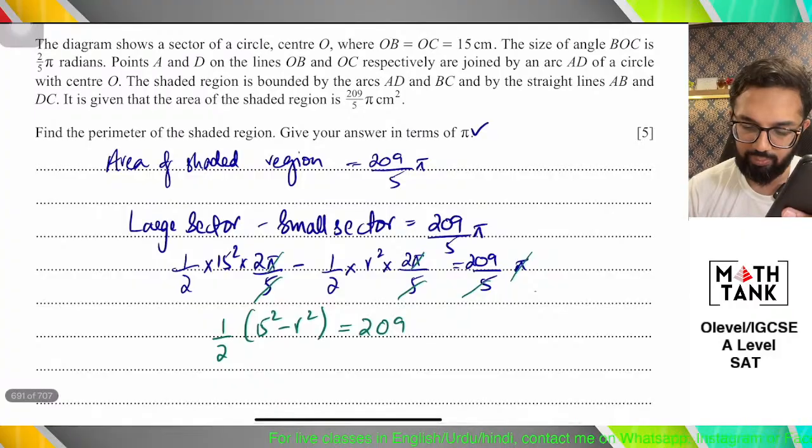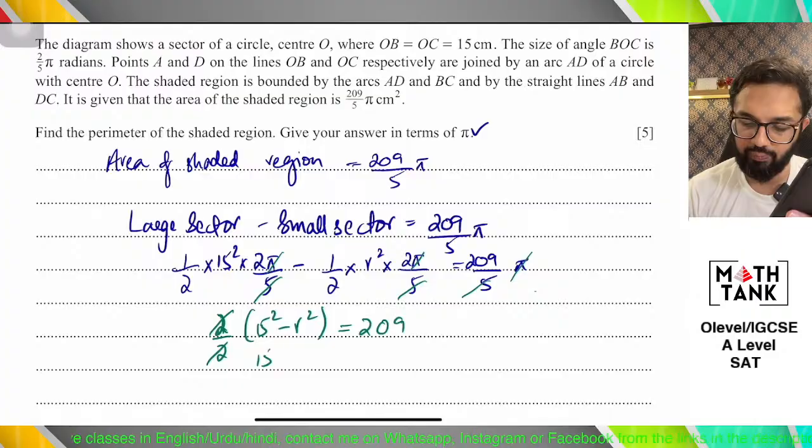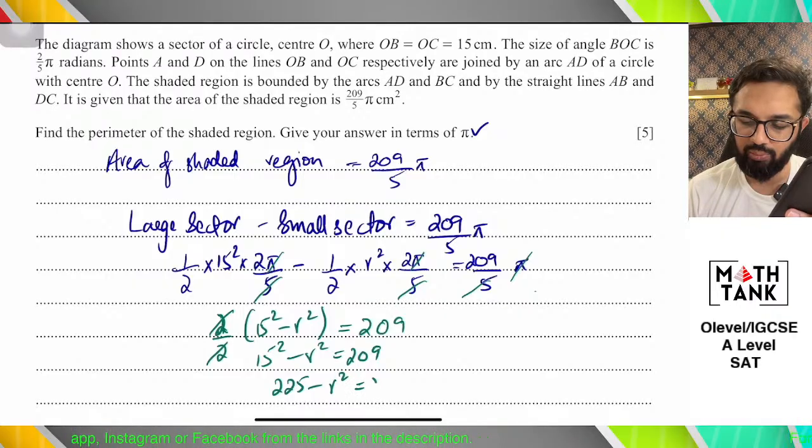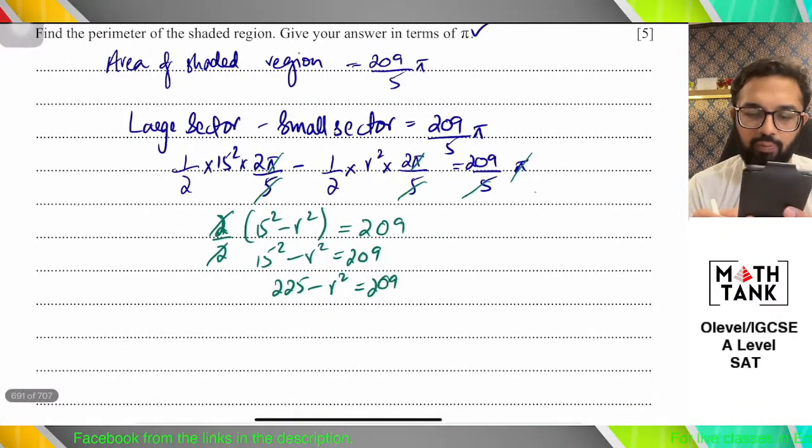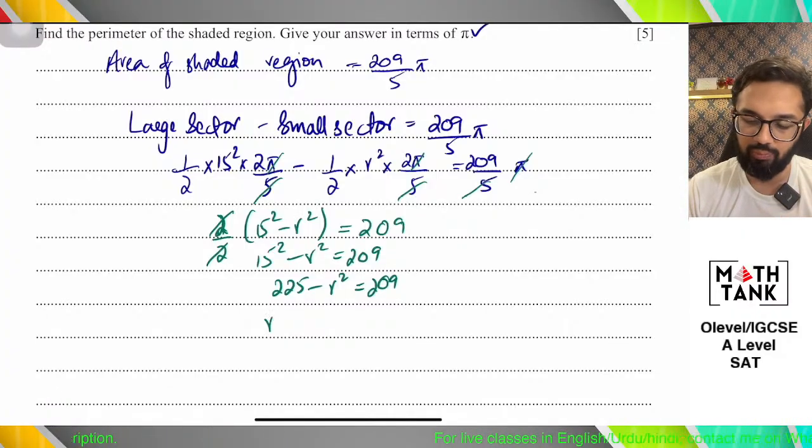Okay, there were 2's as well, so that's 2. That's 15 square minus r square equals to 209. 225 minus r square equals to 209. 225 minus 209 is 16. So r should equal 4.